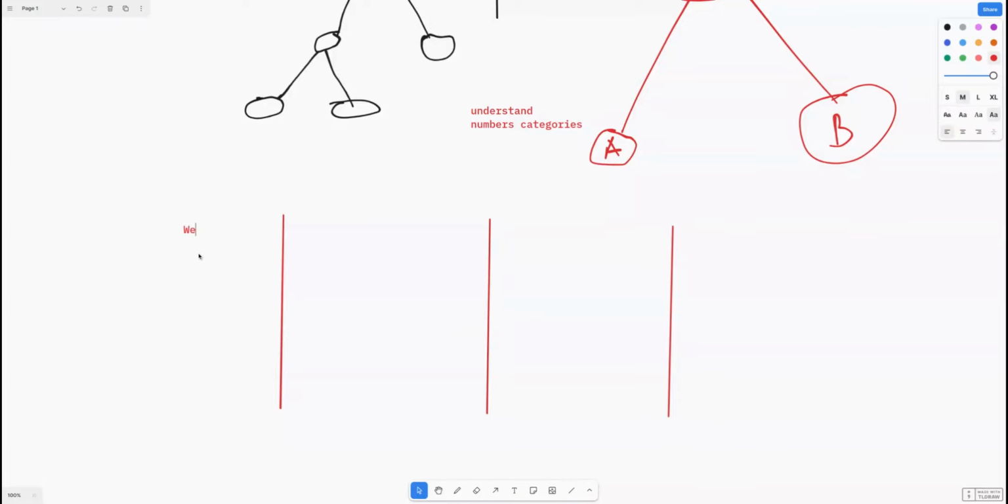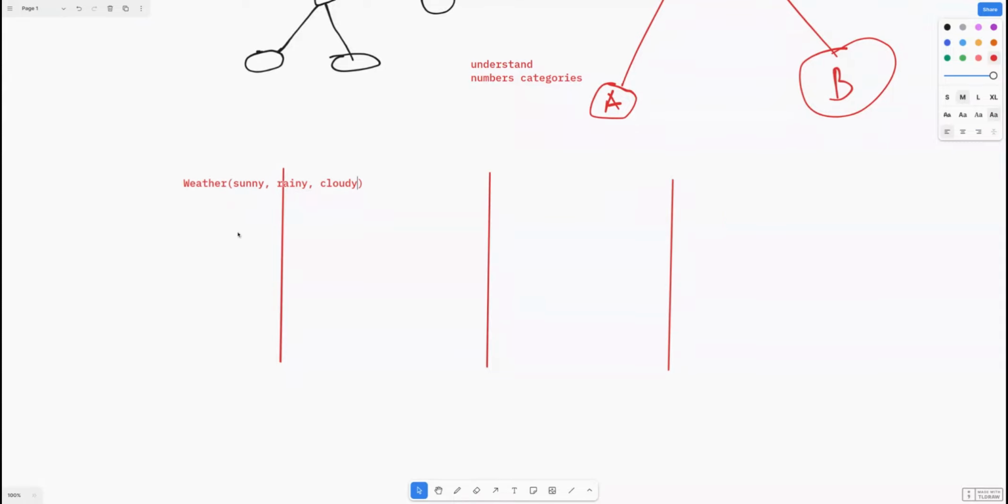So you have weather, and when it comes to weather, you have three options: whether it is going to be sunny, rainy, or cloudy. You have these three options to choose from for the weather. And in terms of temperature, you also have similar decisions. For temperature, there are three things.